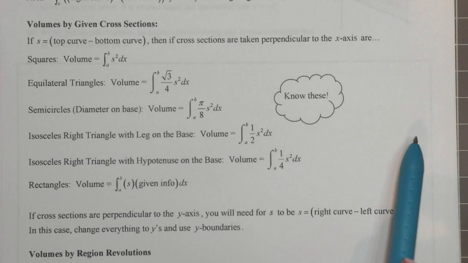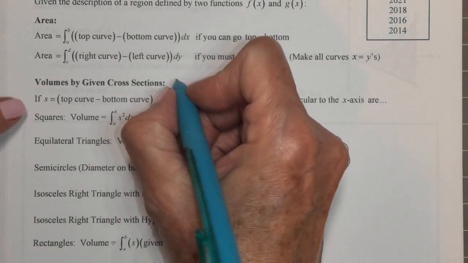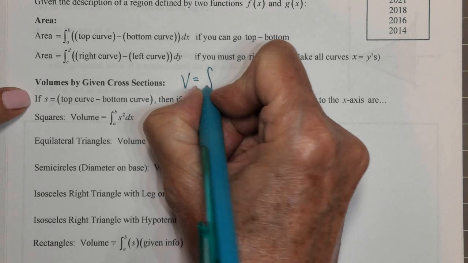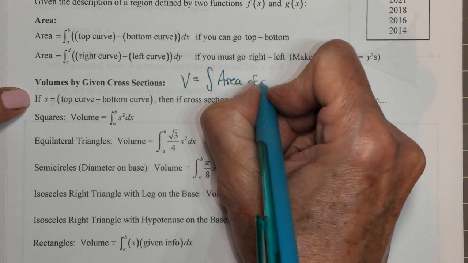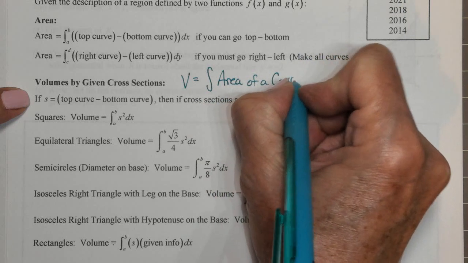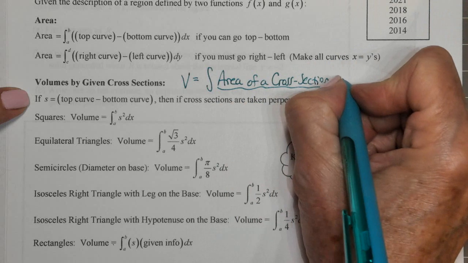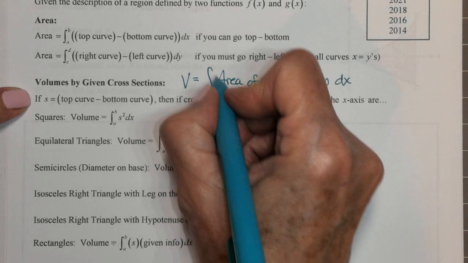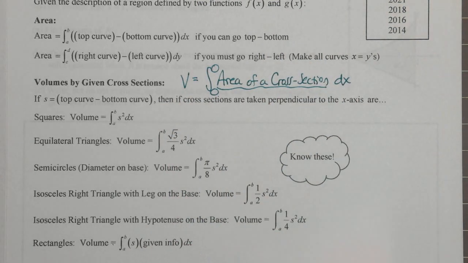Okay, volumes. The general formula for volume: volume is equal to the integral of the area function, the area of a cross section, dx or dy. Your boundaries will be x values if you have a dx, y values if you have a dy.